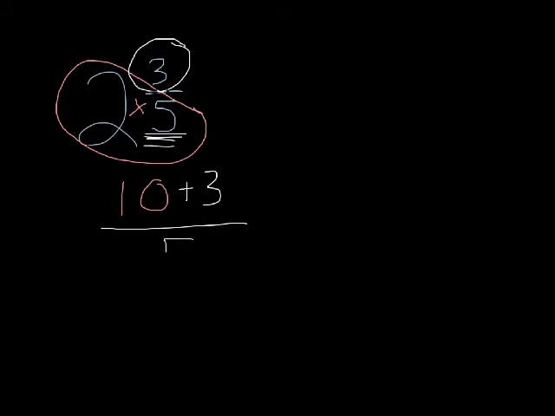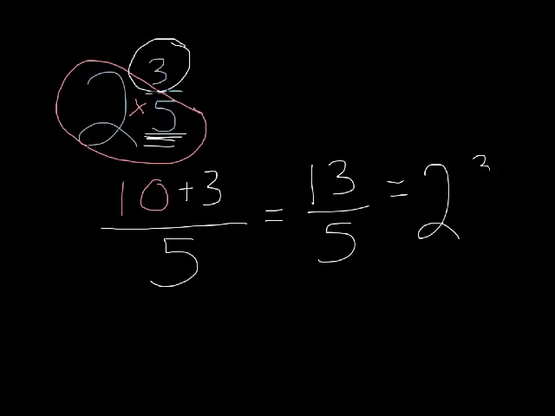So we have 10 plus 3/5. So 10 plus 3 we know is 13. And the denominator stays the same. So we can say 2 3/5 equals 13/5.